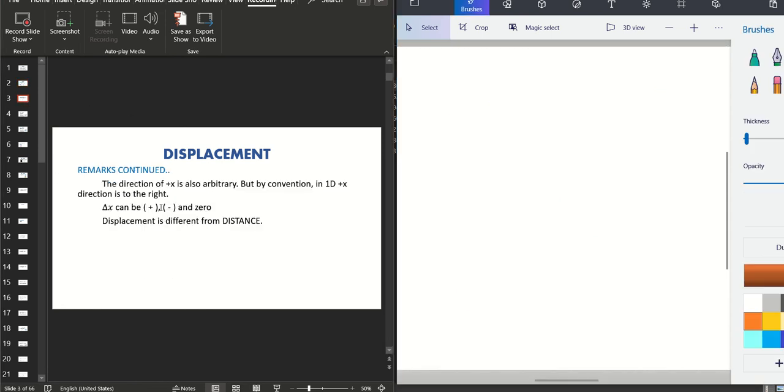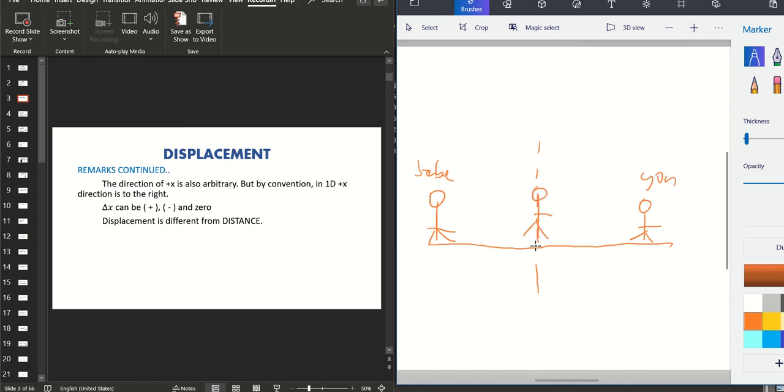Now, the direction of the x-axis is also arbitrary. What I mean by arbitrary is like this. When this is your reference plane, this is you, and this is your bebe, you. Okay? And let's say this is me at the center. So when I say that going to the right is positive, then going to the left is negative.